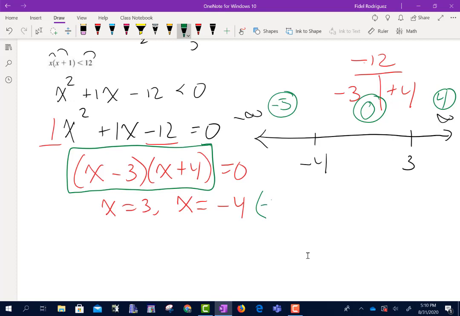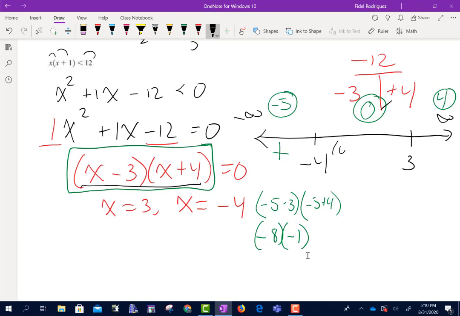Now, guys, if you trust me on this, a lot of times it's easier to plug my numbers into the factored form. So we're going to plug this into the factored form, and I'm going to walk you through the entire process. So look, I'm going to go -5 minus 3, -5 plus 4. So -5 minus 3 is a -8. -5 plus 4 is a -1. A negative times a negative would give me a positive number. Okay.